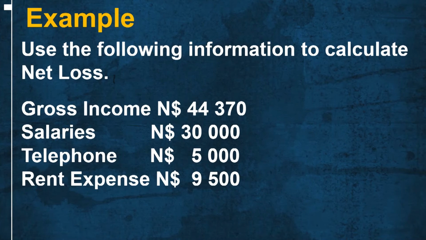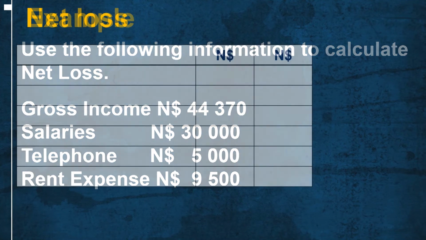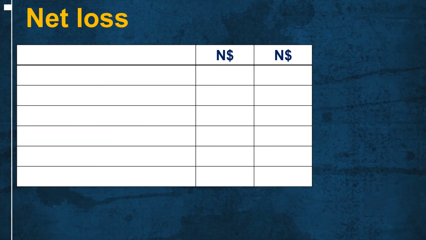Let us look at the scenario where the business has made a net loss. Example, let us use the following information to calculate net loss. Gross income 44,370 Namibian dollars, salaries 30,000 Namibian dollars, telephone 5,000 Namibian dollars, and rent expense 9,500 Namibian dollars.